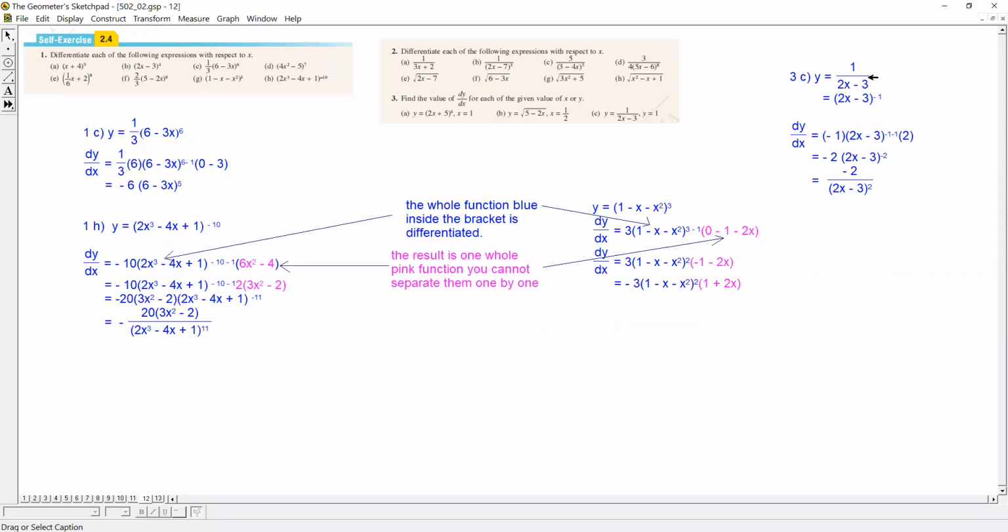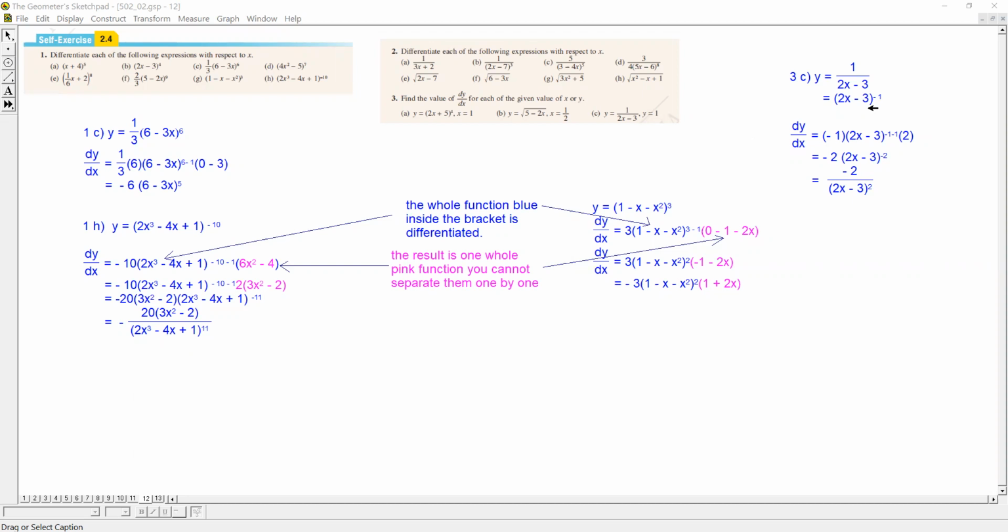So what you can do is you take the whole thing up and it becomes negative 1. When you have a bracket raised to the power of a certain number, whether it's a fraction or an integer, then this becomes a composite function: a bracket raised to the power of something.